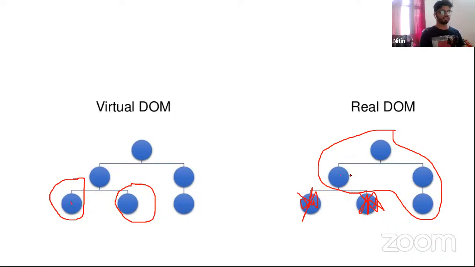Let's suppose this component has a button, and the user clicked on the button, and on the click of the button the condition was that you have to show this component. So what React will do is first look at the virtual DOM and check which component actually changed. This component did not change because there was no change here, it was just a button click. This component did not change, and this component did not change. It will not even touch these components in the real DOM because they did not change at all.